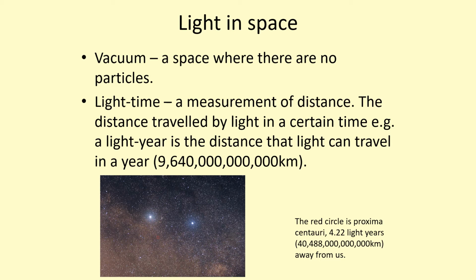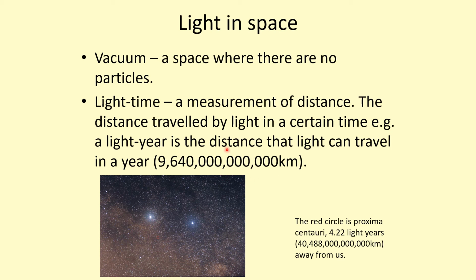We need to know about light time. That's actually a measurement of distance, even though it's got the word time in it. It means the distance travelled by light in a certain time. So for example, a light year is the distance that light can travel in a year. And it is, oh, I'm terrible at really long numbers. Okay, 1,000, a million, a billion. Okay, so it's 9,640,000,000,000 kilometres is 1 light year. All right, that's a big number.